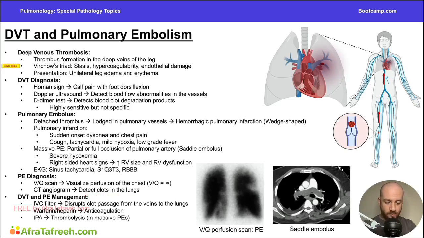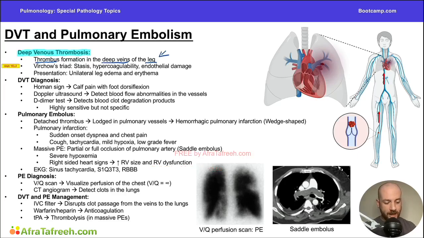So we're going to start off by talking about deep venous thrombosis. Now, as the name suggests, a deep venous thrombosis is a thrombus that has formed in the deep veins, and usually it's going to be the deep veins of the leg. Now, this thrombus can form in any of the deep veins, but classically, especially in a boards question, it's going to be the deep veins of the leg.